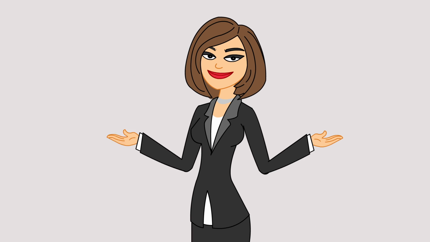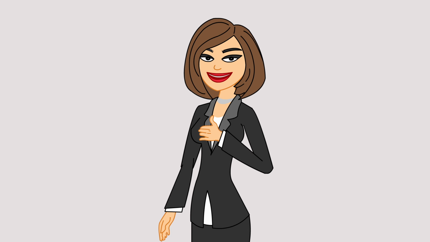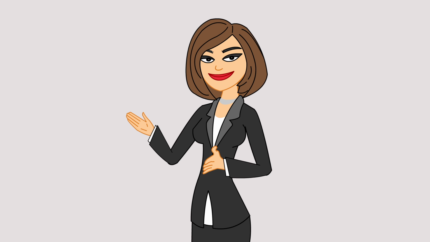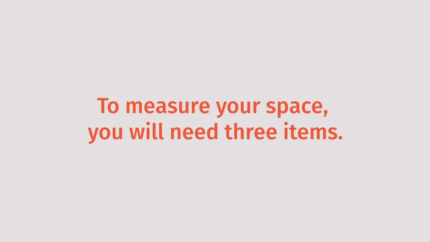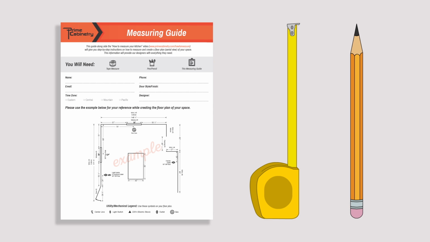Congratulations on starting the first step of your remodeling project. We know this process can be daunting at times, but no worries. I am here to guide you through each step. To measure your space, you will need 3 items. They are the measuring guide, a tape measure, and something to write with.